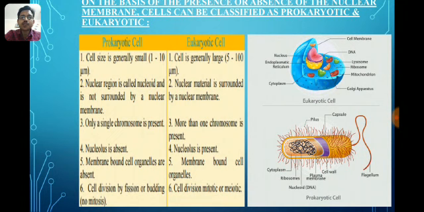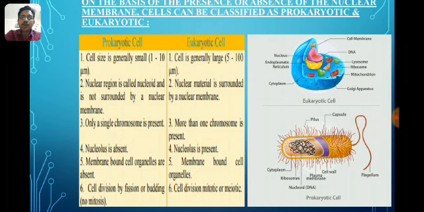Prokaryotic cells are generally small in size, 1 to 10 micron meter, whereas eukaryotic cells are large sized, 5 to 100 micron meter. The nuclear region in prokaryotic cell is called nucleoid, and it is not surrounded by a nuclear membrane, while the nuclear region of a eukaryotic cell is surrounded by a nuclear membrane. In prokaryotic cell, only a single chromosome is present, whereas in eukaryotic cell, more than one chromosome is present.